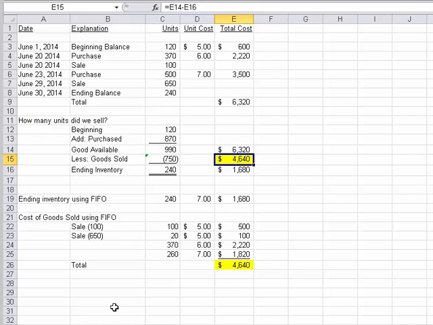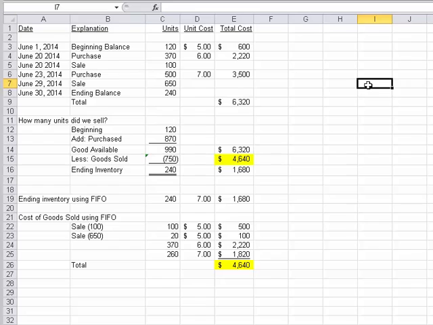Okay, so that's an example of how we would come up with ending inventory under FIFO, as well as calculating cost of goods sold under FIFO. Now you may ask, well, why do we need this? Because we're going to make these kinds of entries.